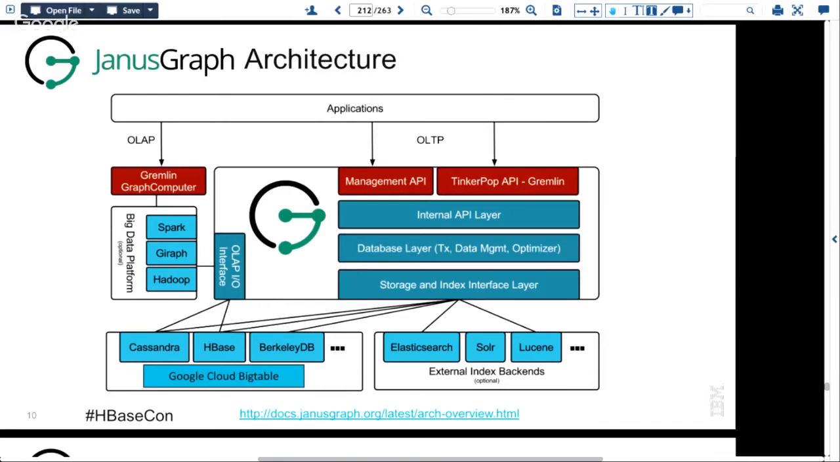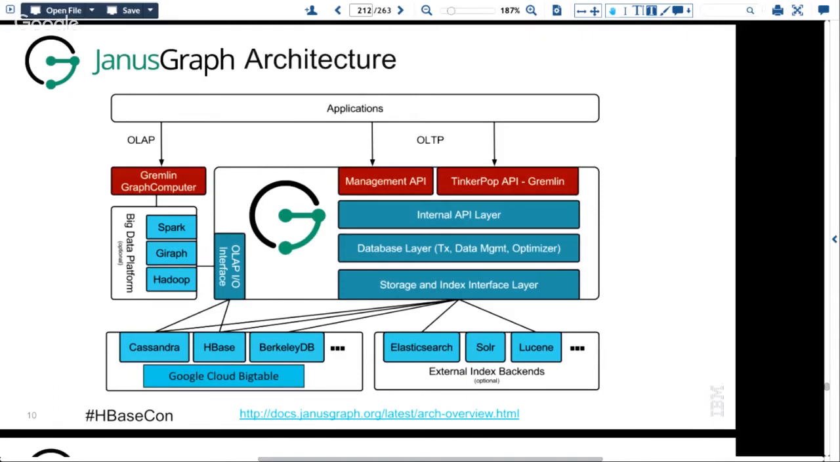So on the left, notably, we have HBase and Bigtable. Now I'll introduce Jerry Hay, who is a committer on HBase, to talk about how JanusGraph interacts with it. Thank you, Jason.